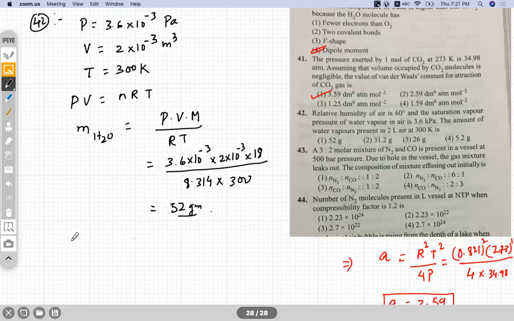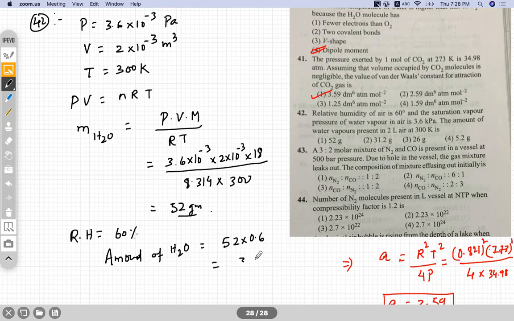Okay, relative humidity is given. RH is 60%, that is the relative humidity we have. So this is the mass of water. So the amount of H2O we have in this sample is 52 into 0.6, 60 by 100. That is 31.2 gram.